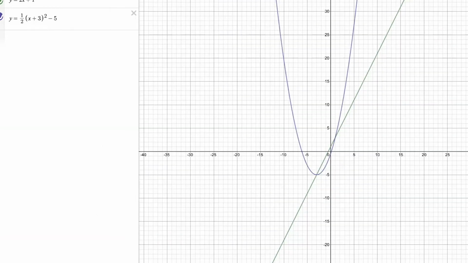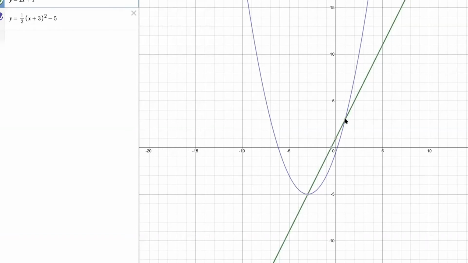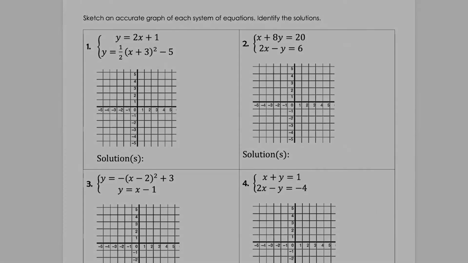So now let's read the point. What you got? What is the first solution? We got 1 and 3. Okay. What is the second solution? -3, -5. Perfect. And that's all I need. I just need you to write out the solution.